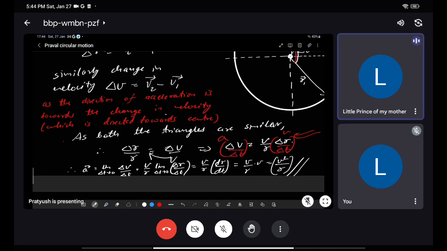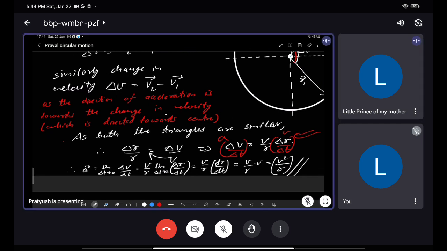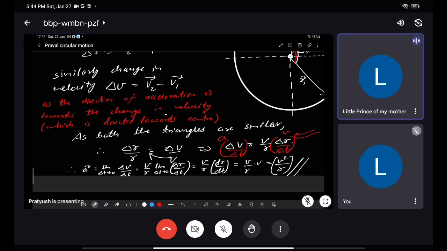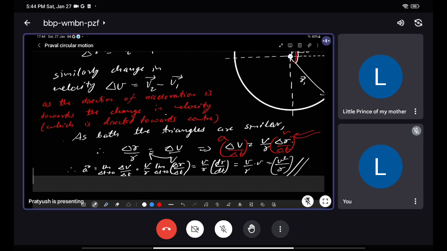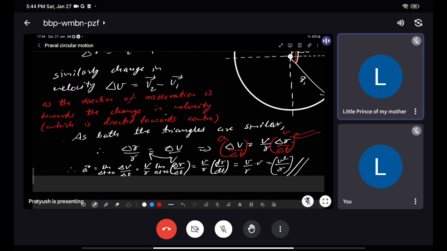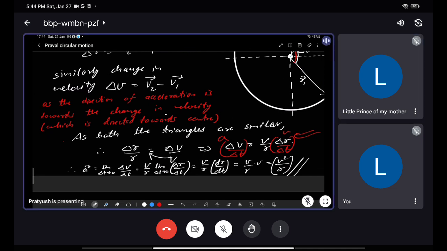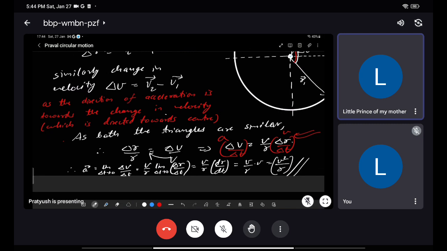Sir, we are applying the limit to get instantaneous acceleration, sir. Yes, what did you say? Your voice is not proper. Sir, we are applying the limit to get instantaneous acceleration. Instantaneous acceleration, yes. Limit delta T tending to 0. Above we get average acceleration. Okay. Sir, copy it.